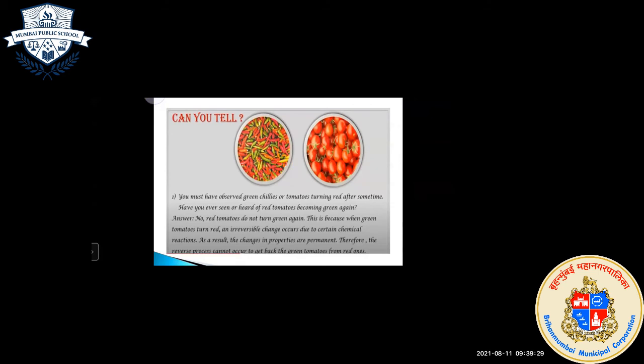Okay, see now, reversible change means what? The change which can be reversed. For example, from ice we can make water, and again from water we can make ice. So this is reversible change. But here from green chilies to red chilies, we cannot make back the green chili. So this is irreversible change.